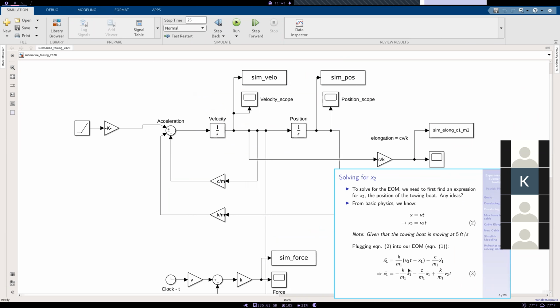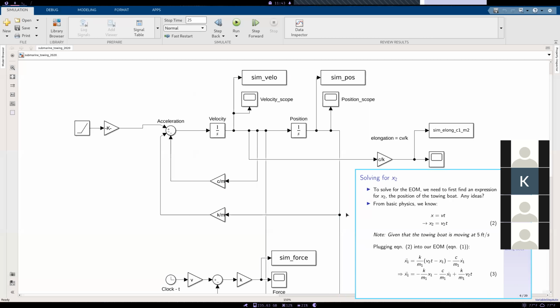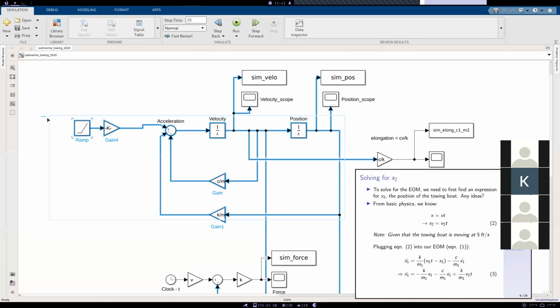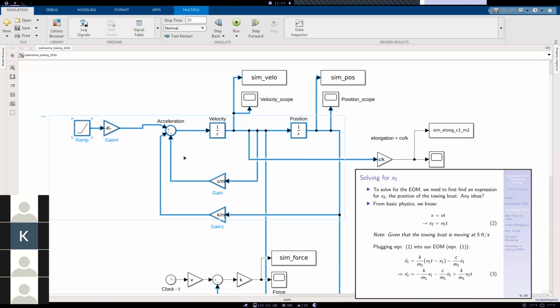Okay, so we have our equation of motion down here, equation 3. So we have x double dot. All of this is basically representing x double dot right here. So all of that is equal to negative k divided by m1 times x1, minus c divided by m1 times x1 dot, plus k divided by m1 v2 times t.